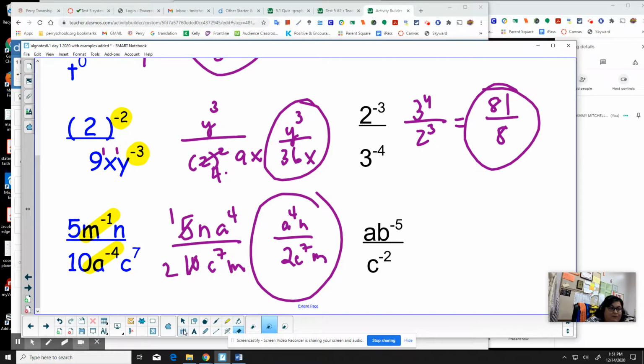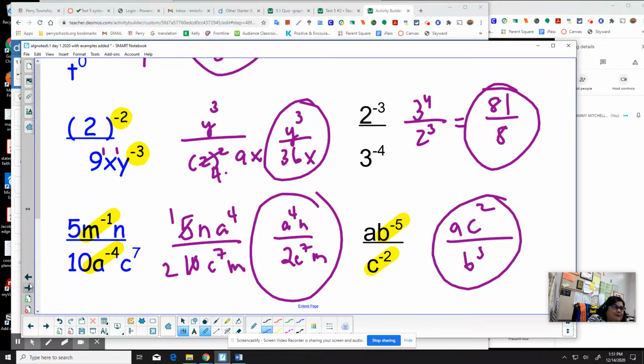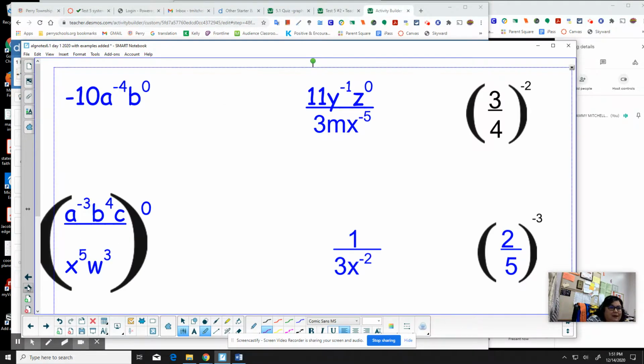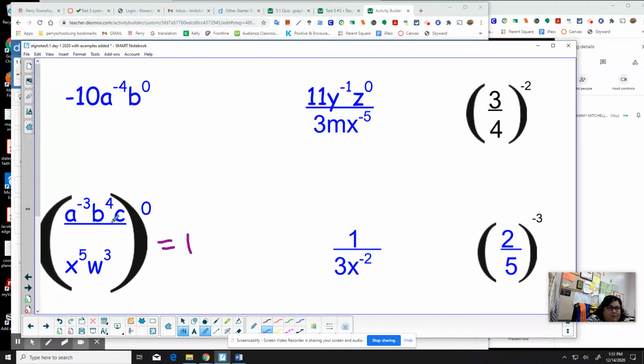It's not wrong. All right, on this one, I've got 2 unhappies. B is unhappy, C is unhappy. I'm going to switch their spots. A is staying on the top. So C to the second comes up top, and B to the fifth goes to the bottom. Okay, I have more here, but we've covered anything to the 0 is 1, even if it's a big, giant, fraction-y quantity horribleness. Okay, let's do this one.